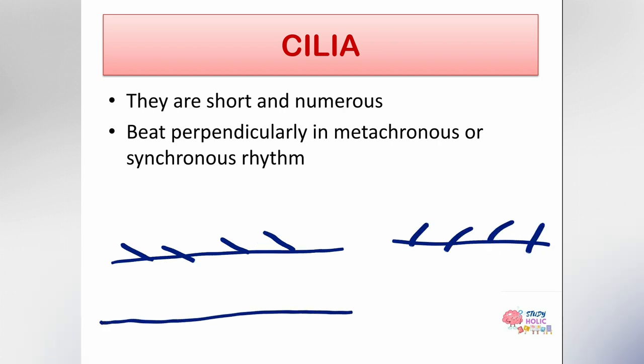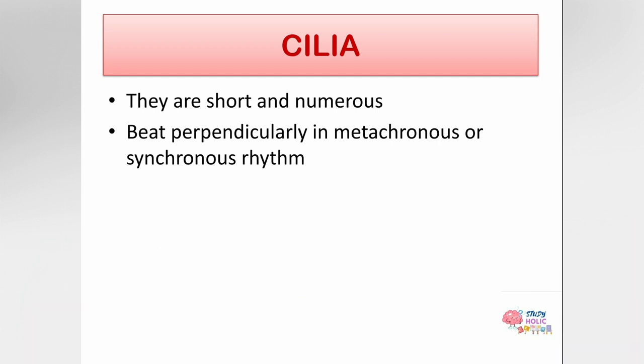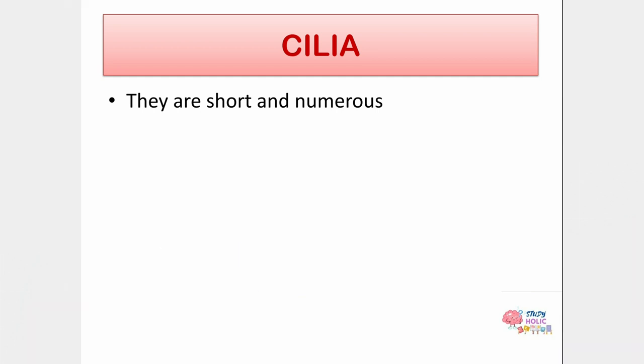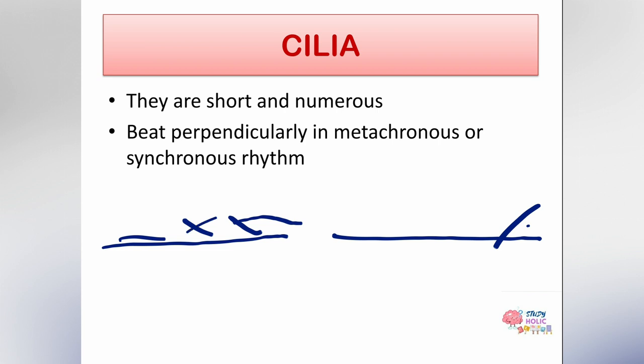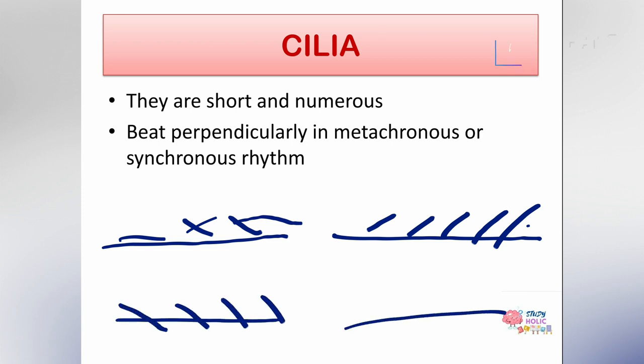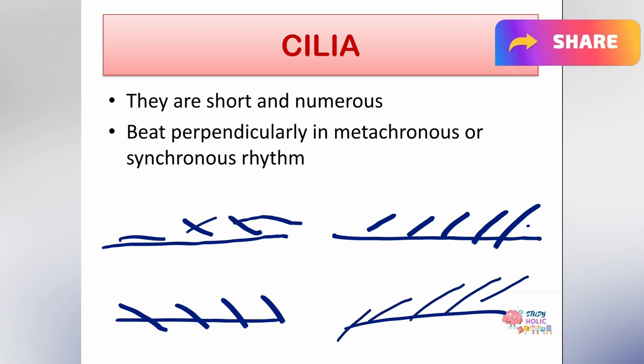So the metachronous movement is when the cilia of a row beat one after the other, like this one will go there, this one will go there, one after other. That movement is known as metachronous movement. Whereas if a row of the cilia moves all together, it will be known as synchronous rhythm.